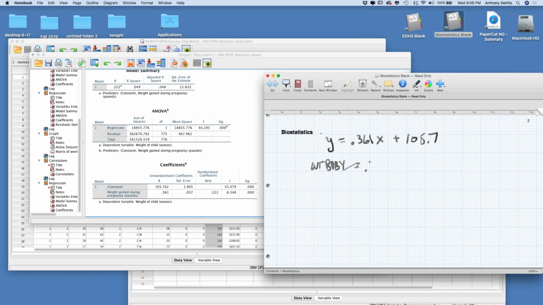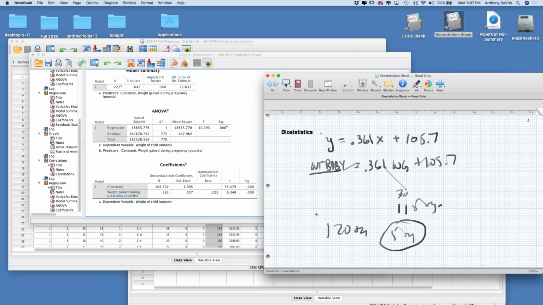at birth, and this is equal to 0.361 times weight gained by the mother plus 105.7. So if the mother gained 30 pounds, and I wanted to predict what the birth weight of the baby is going to be, I just say 0.361 times 30 plus 105.7 is my prediction. Say that comes out to something like 115 ounces. If the birth weight of the baby is 120 ounces, the difference between these two, 5 ounces, is the residual. In other words, the error in that particular measurement. So that's the way I would use this data.